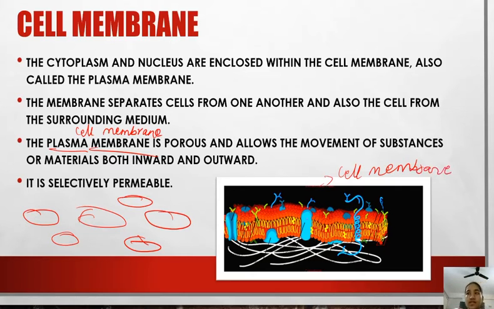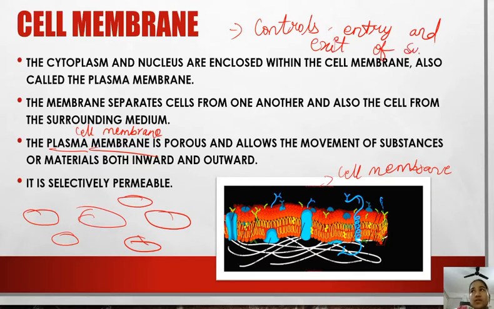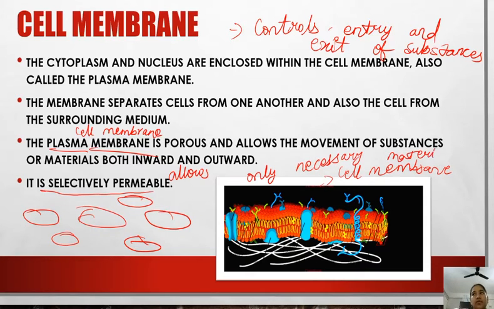So this is the basic structure of a cell membrane. It looks somewhat like this. It is porous, it has many pores, and it controls the entry and exit of substances. It is selectively permeable. Now, why do we call it selectively permeable? Because only the necessary substances are allowed in the cell and not the unnecessary ones. I hope you can notice many parts in it. You don't have to go into much detail. You just have to understand what it is and what its function is for now.